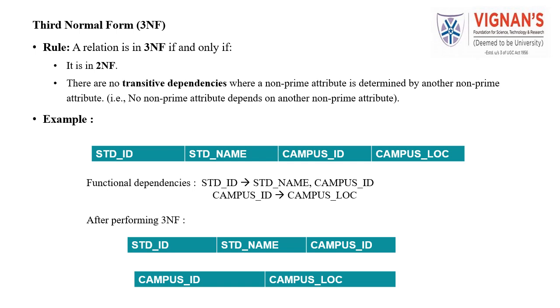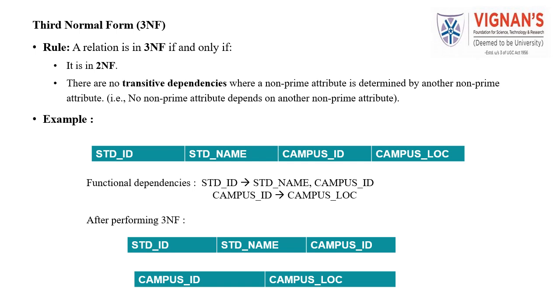Here, campus location does not depend directly on student ID. Instead, student ID determines campus_ID, and campus_ID determines campus_location. So, campus_location depends on student ID indirectly through campus ID. This is called transitive dependency, which violates third normal form.